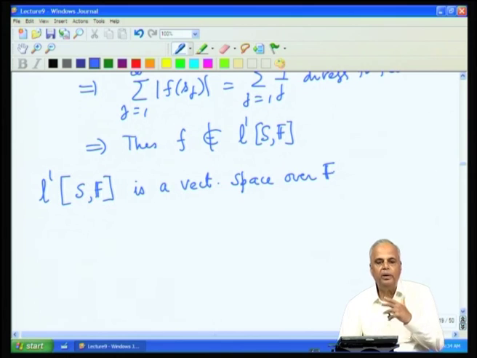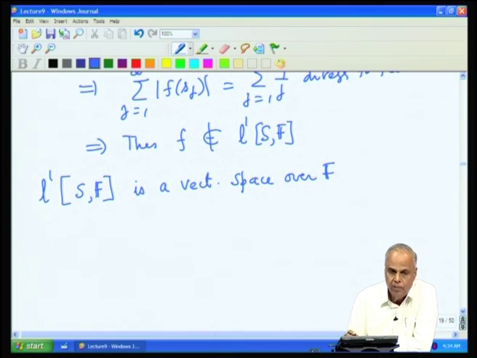So, the set of all real valued functions on S for which the sum is finite is a vector space over R. The set of all complex valued functions for which the sum is finite is a vector space over the field of complex numbers.